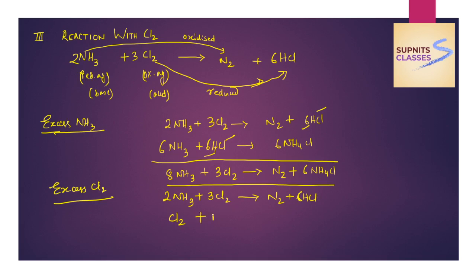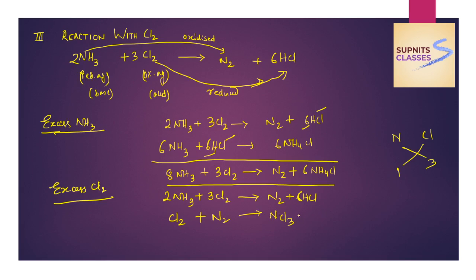It will react with N2. And if nitrogen reacts with chlorine, then what compound can it form? Do cross multiplication. Nitrogen has valency 3, chlorine has valency 1. It forms a yellow explosive liquid NCl3.